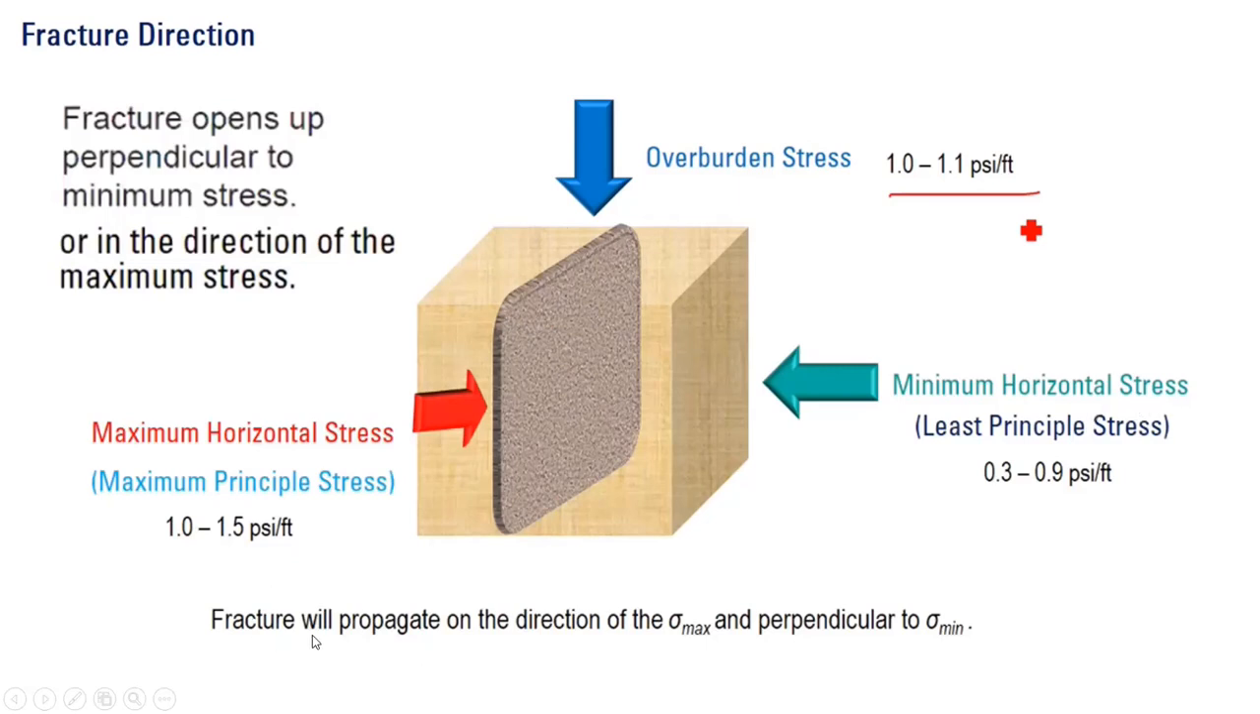So we say the fracture will propagate in the direction of sigma maximum and perpendicular to sigma minimum. This is the minimum direction, and this is where the fracture is going. The minimum horizontal stress is actually perpendicular to the surface of the hydraulic fracture. So we now say the fracture opens up perpendicular to the minimum stress, or in the direction of maximum stress.